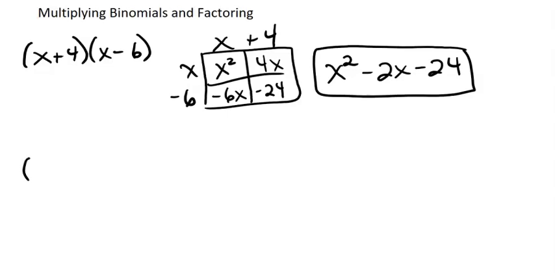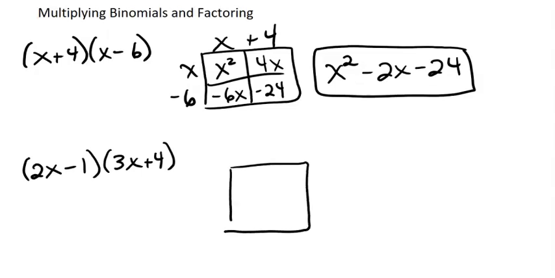So then let's try one more of those. Say we have 2x minus 1 times 3x plus 4. We're going to do the same process. We're going to make our box, and we're going to find the area of a box that has a width of 2x minus 1 and a length of 3x plus 4. It doesn't matter where you put the 2x minus 1 and where you put the 3x plus 4, on the top or on the side, it's fine.